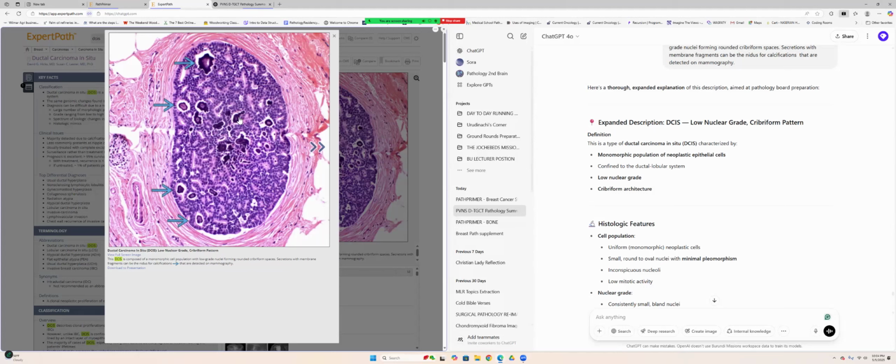Monomorphic proliferation of neoplastic epithelial cells. Especially if you're going to practice abroad, you cannot but know this. You're going to meet it again and again and again. So let's look at it. What is this? What are the arrows? That's the classification. What is the whole of this structure?